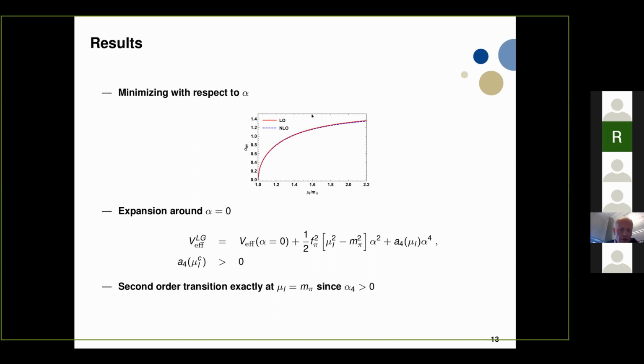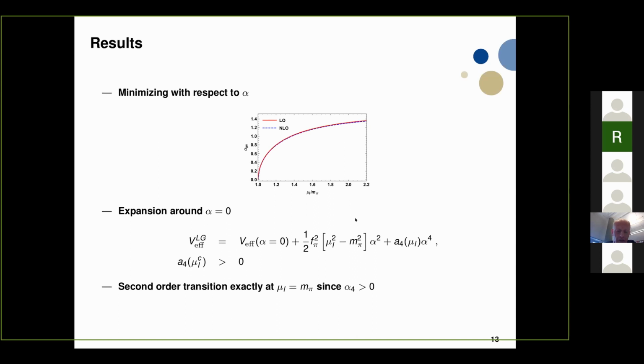Now, if you want to carry out an expansion around alpha equals 0, that means around the phase transition point, then you can do that by a Landau-Ginzburg type expansion. You expand your effective potential around alpha equals 0, and then let's say you go to fourth order in alpha. Then you get a coefficient in front of the alpha squared term, and it turns out that it vanishes exactly when mu I is equal to the physical value of m pi.